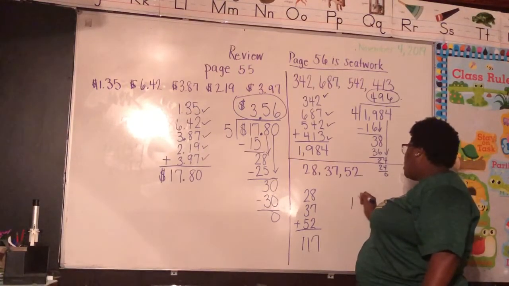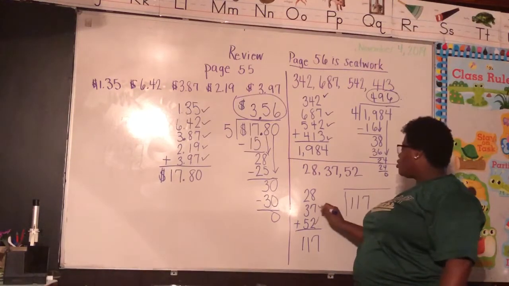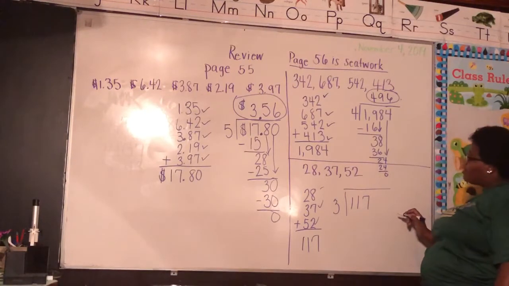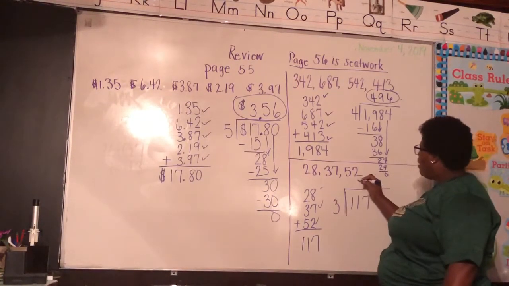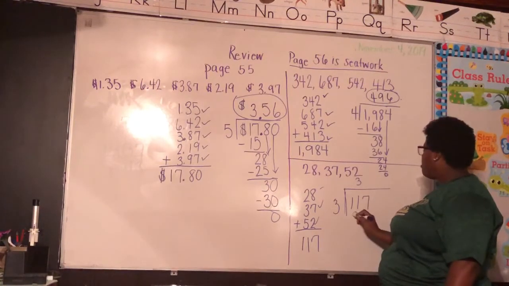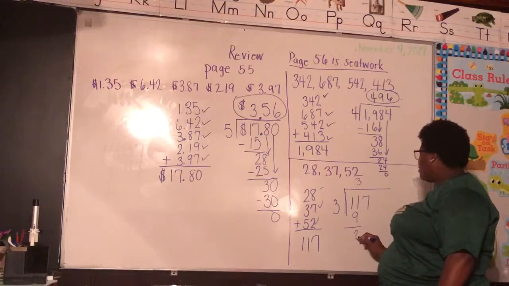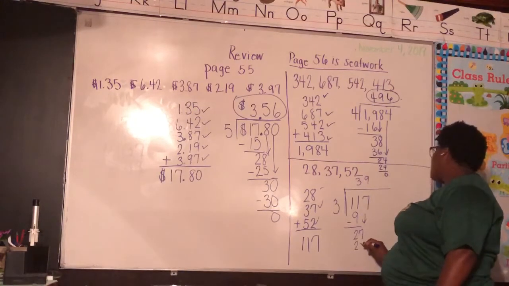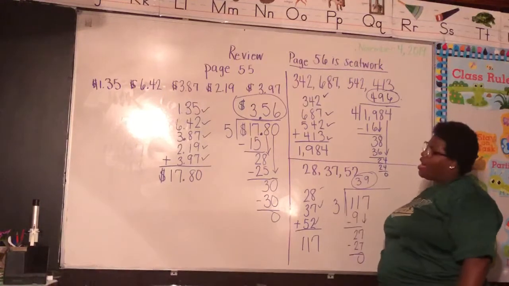Count your sets of numbers. Pay attention. 1, 2, 3. 3 can go into 17. 3 can go into 11. 3 times 9. Subtract, bring down your 7. And then 9 times 3 is 27. So your answer is 39.